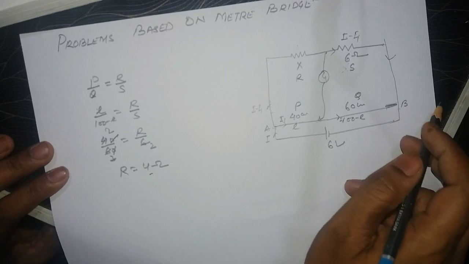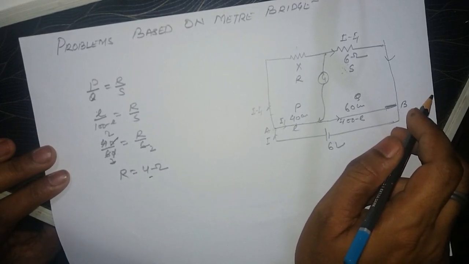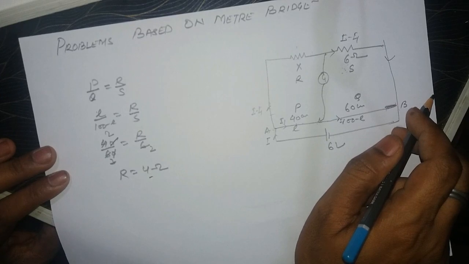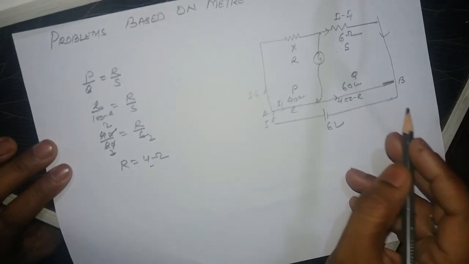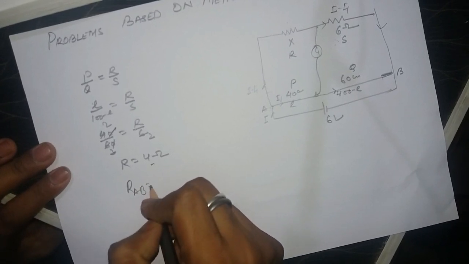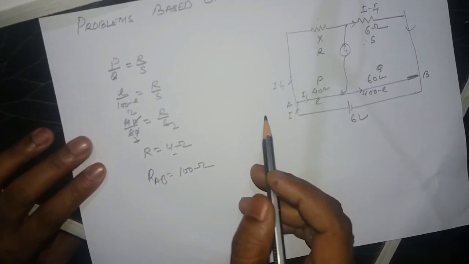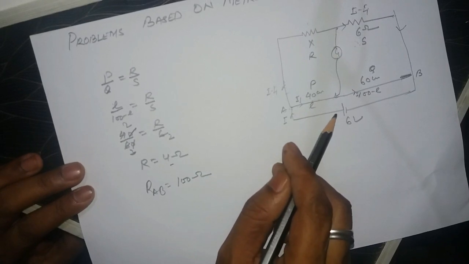Then the length of the wire is 100 centimeter and its resistance is how much? It is given that the meter bridge has a resistance of 1 ohm per centimeter. So for 100 centimeter, resistance RAB equal to how much? 100 ohm. RAB equal to 100 ohm. In the question it is given 1 ohm per centimeter.